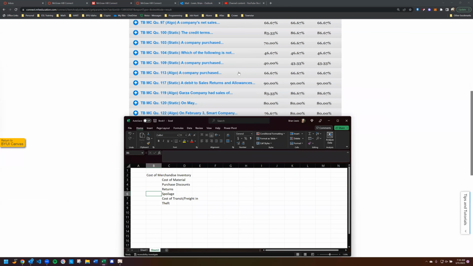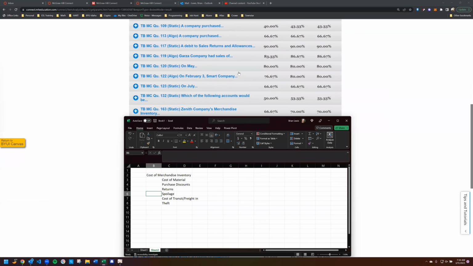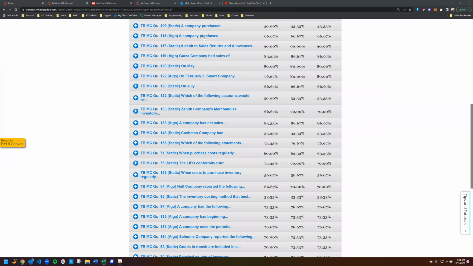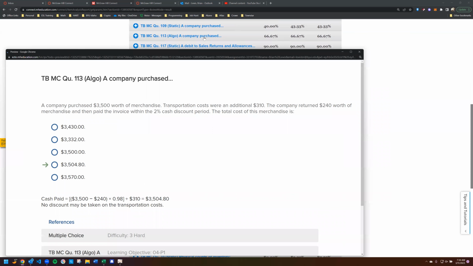Actually, I wanted to do 113 right there. Oh, I didn't want to do that. Well, this was on the other. Yeah, I have two sections I'm looking at. I think I'll go ahead and work through this one.